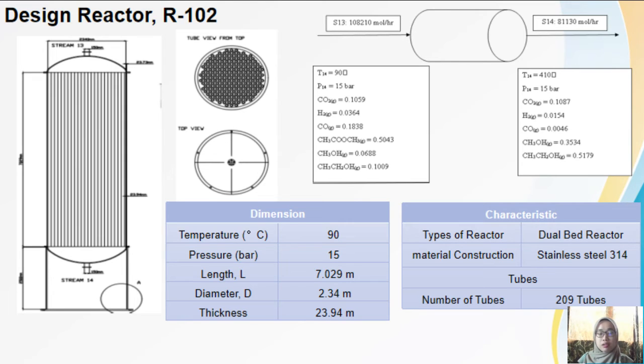410 Celsius. For the material of construction of this reactor, we choose stainless steel because stainless steel has a high resistance to corrosion. In the presence of oxygen, stainless steel will develop a thin, hard adherent film of chromium oxide to protect the metal from corrosion. The length of this reactor is 7.029 meter and the diameter is 2.34 meter, followed by the number of tubes, which is 209 tubes.